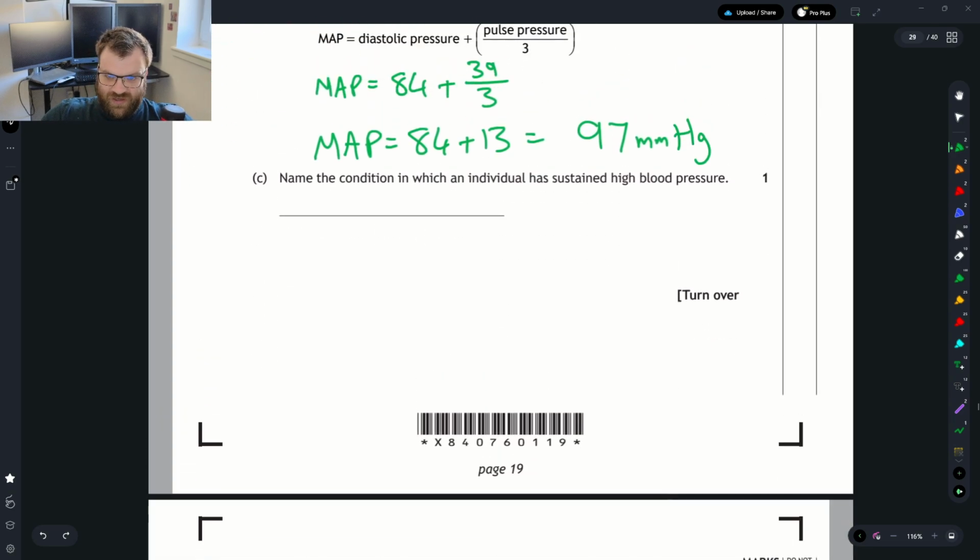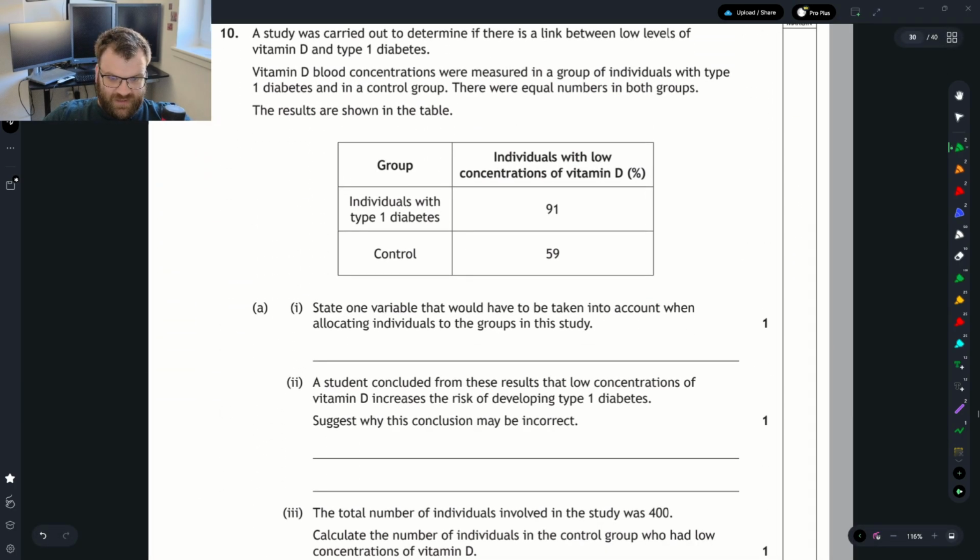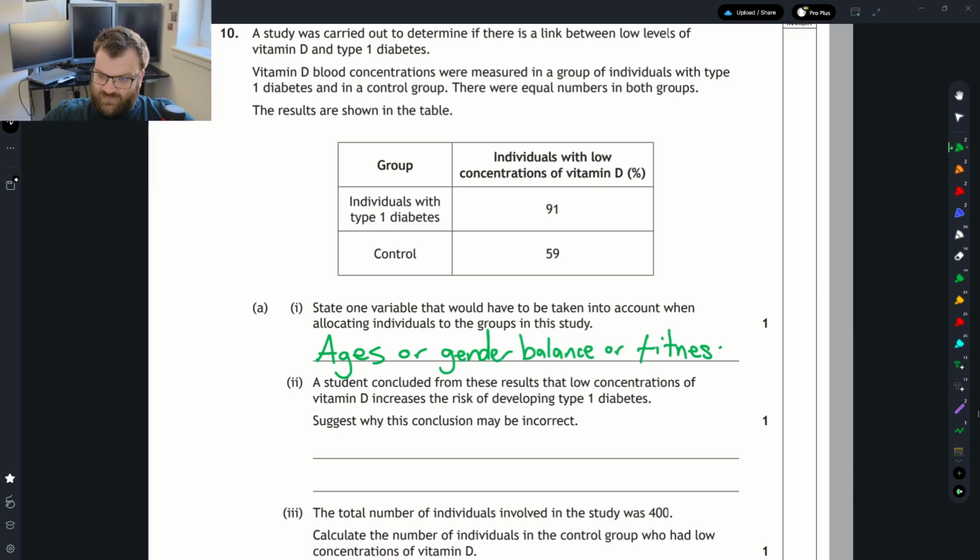Next one, chronic sustained high blood pressure is described as being hypertension for that one. Next one, we're dealing with a study about vitamins and diabetes. Okay, equal numbers. What kind of things do we need to take into account for human trials? Well, one would be the age. Gender balance, fitness, all these kind of things.